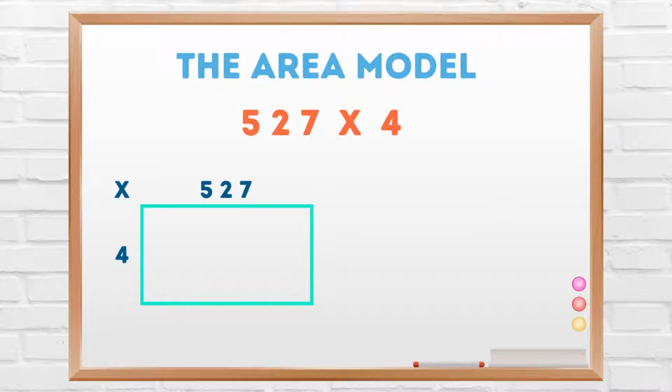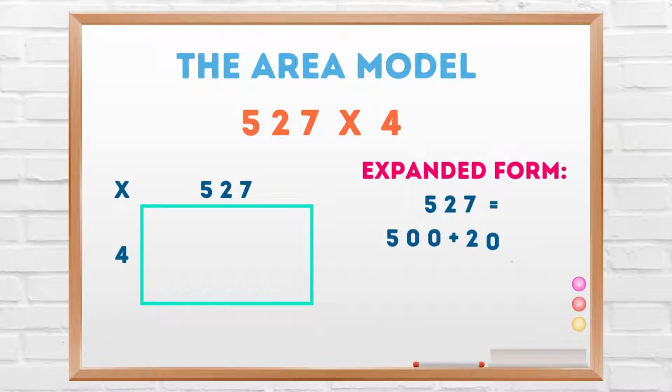First, let's show the problem as the area of a rectangle. Next, split the rectangle into smaller chunks. We will use the expanded form of 527, then draw lines to separate the rectangle into 3 sections for each place value. Next, we multiply the outside numbers to find the area of each smaller rectangle.